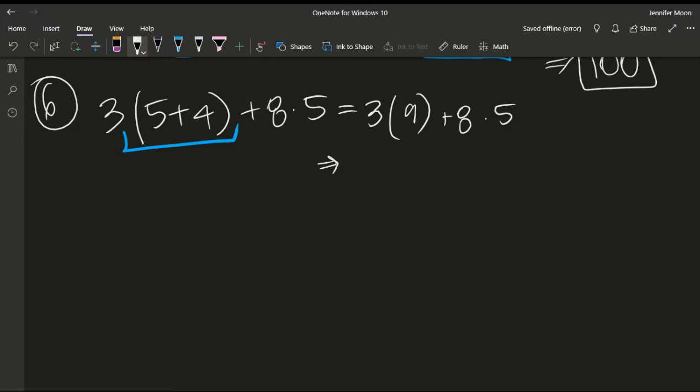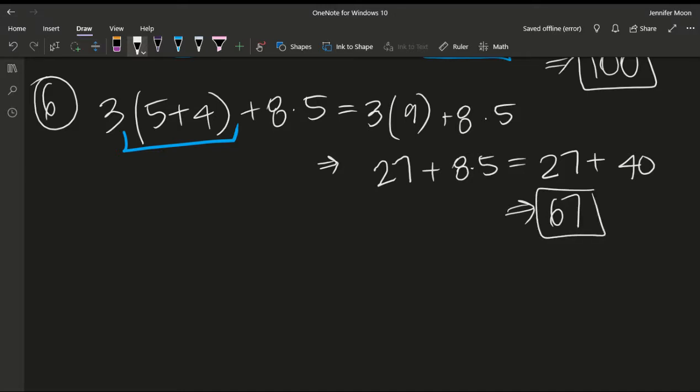So if we look here, order of operations, multiplication would be the next thing that we use, and we're going to go left to right. So what we would do is the 3 times 9 first, which would give me 27. Then we have plus 8 times 5, which is 40. And what I get here when I add those together is 67. Good? Okay.